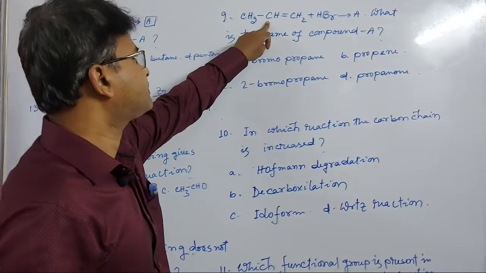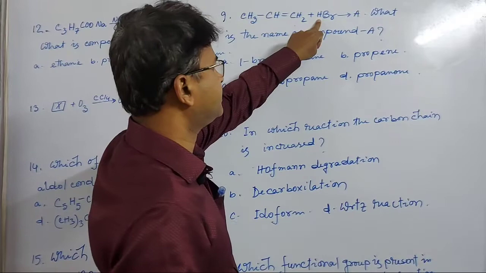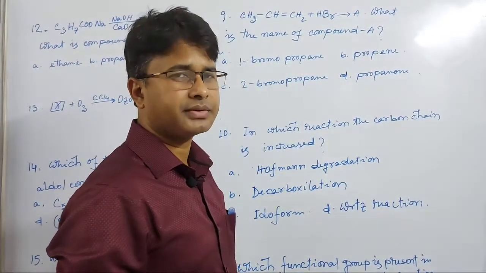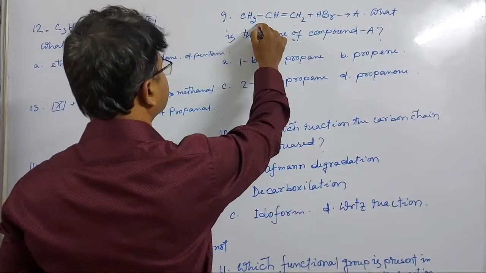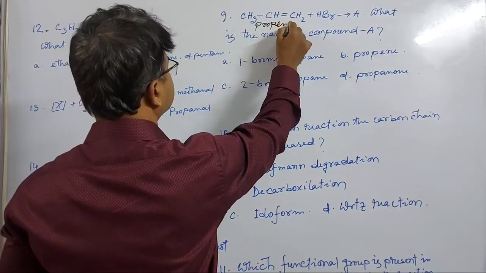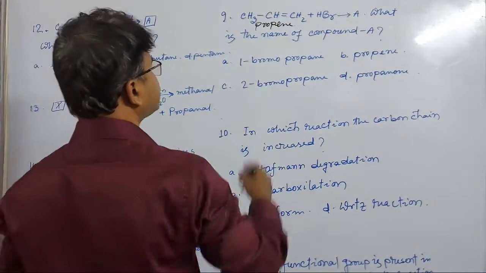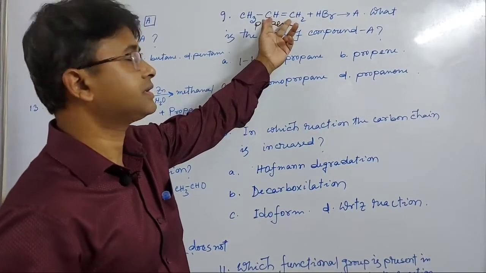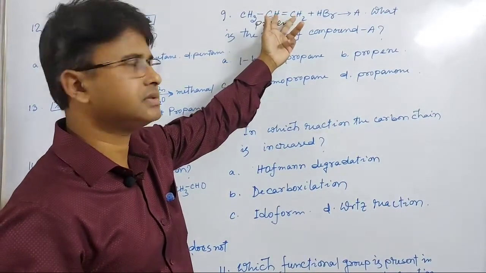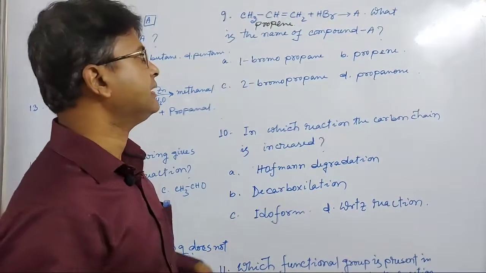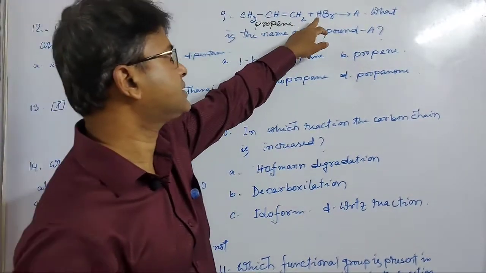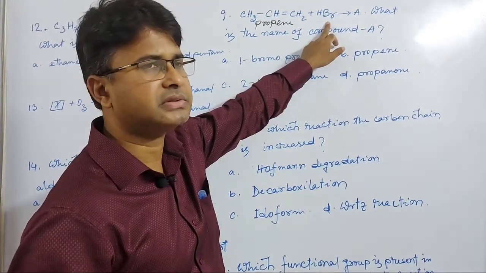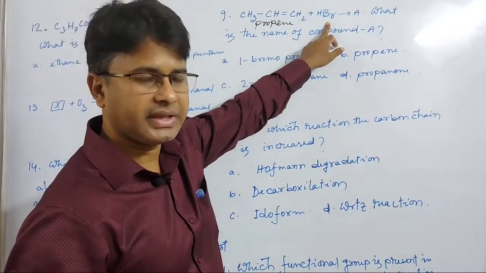9th question. This is propene. Propene reacts with hydrogen bromide to produce compound A. Now my question is, what is the name of compound A? Propene is actually an asymmetric alkene. I mean the double bonded carbon atoms contain different numbers of hydrogen atoms. That's why this is an asymmetric alkene. And hydrogen bromide contains a positive hydrogen and a negative bromide ion. That's why this is an asymmetric reagent.